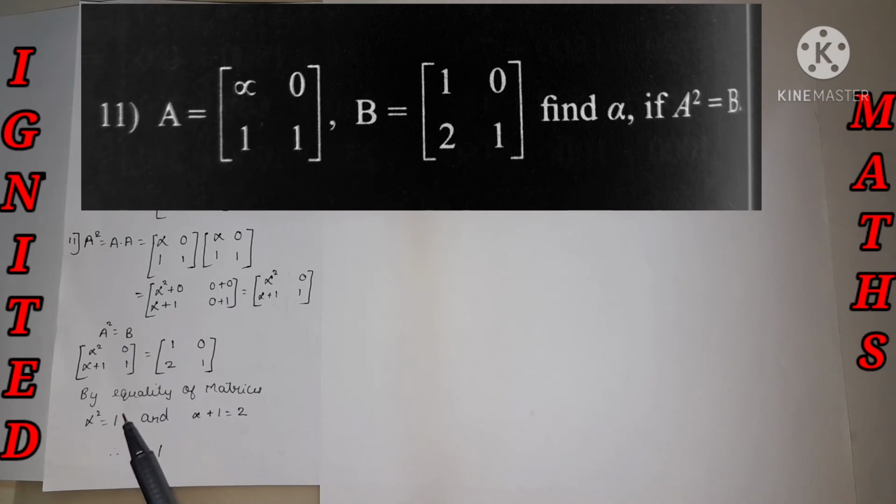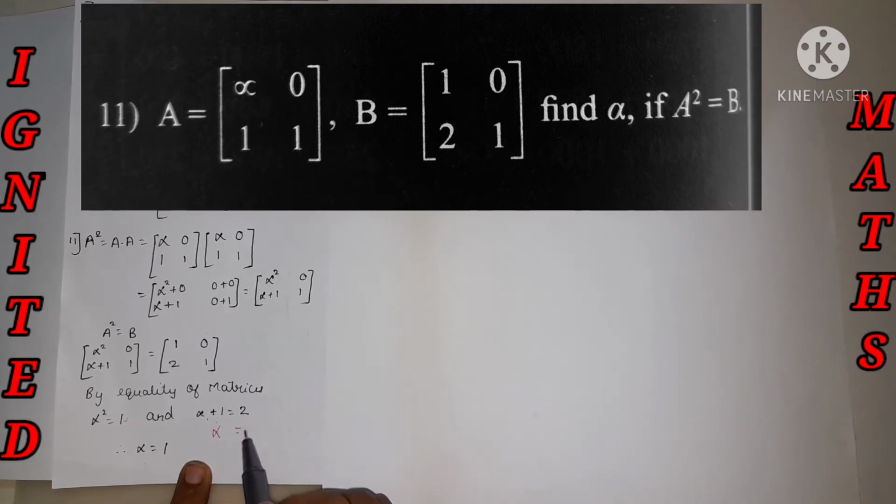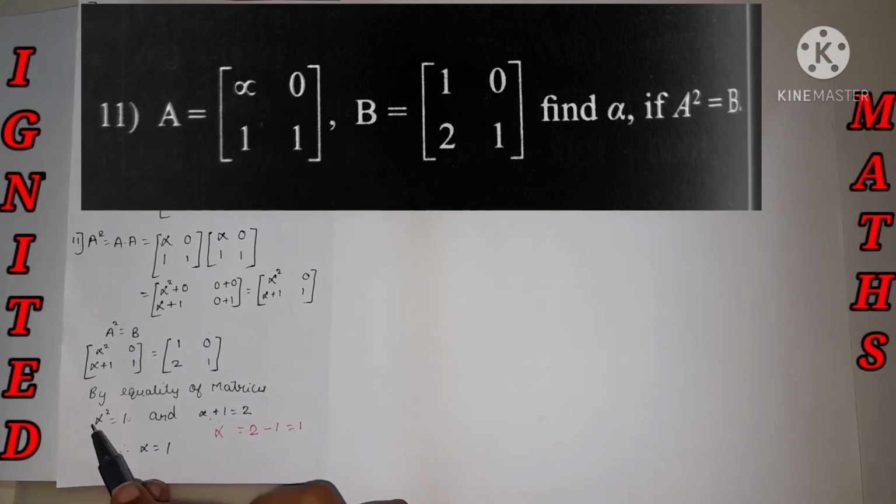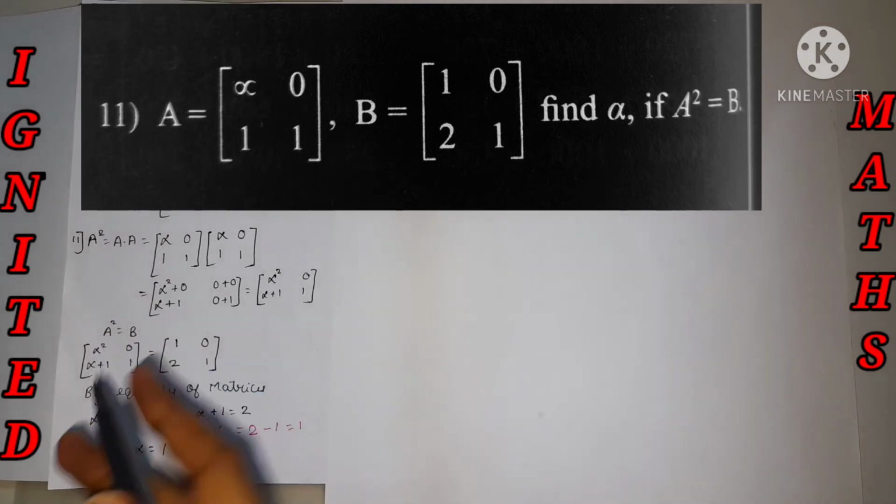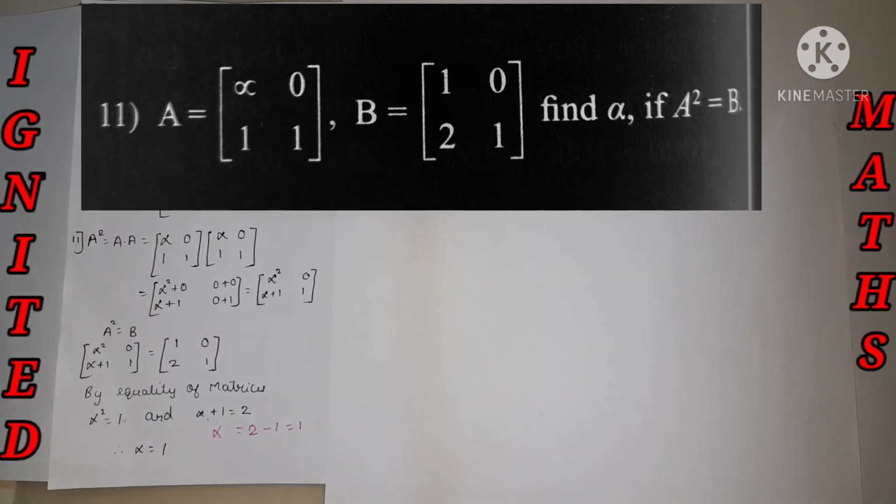Just put the equality of the matrix. By equality of the matrix, A square into 1 and over here 0, so no need to worry, just take the other value. Alpha plus 1 is equal to 2. If we find the alpha value, we will get alpha is equal to 1. Alpha over here, 2 minus 1, it's nothing but 1. And if we take the square root, then also it will be 1 only. So at last, alpha is equal to 1. This is what the question asks.